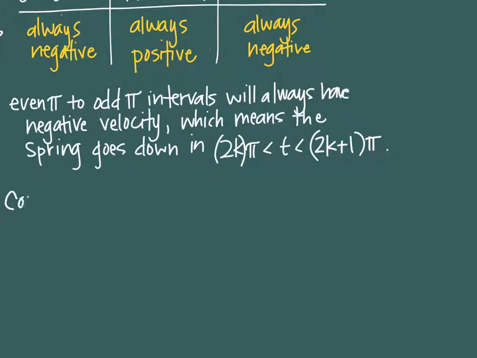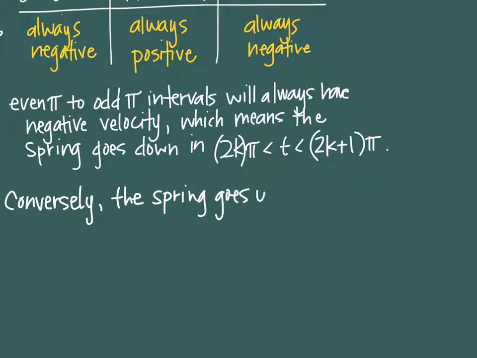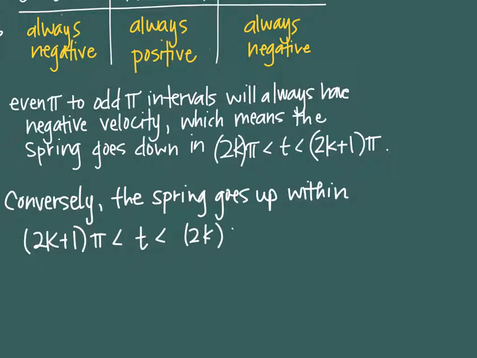Conversely, the spring goes up on the opposite. Okay, it's going to go up within odd to even. So 2k plus 1 pi, and then ending with 2k pi. And so in those intervals, you'll have positive velocity instead of negative.